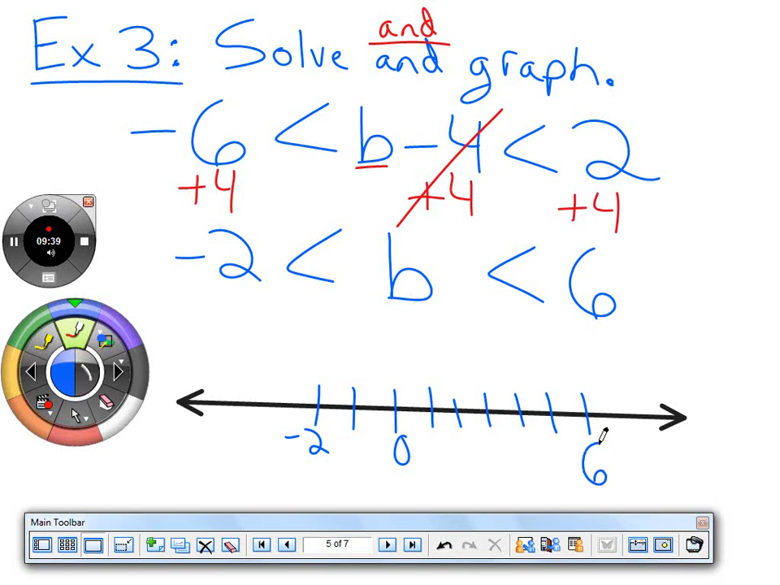And what this says is you read it from the b. It says b is greater than negative 2. So that's open circle. So b is bigger than negative 2, greater than negative 2. And at the same time, it's less than 6. So that means open circle, it's also less than 6. All the numbers that are bigger than -2 and less than 6 are those numbers right there. So that's your answer.